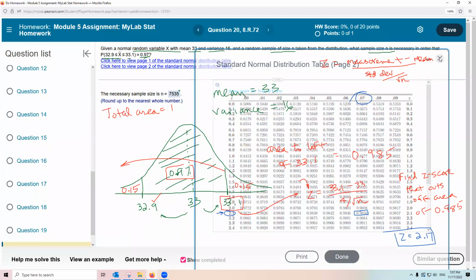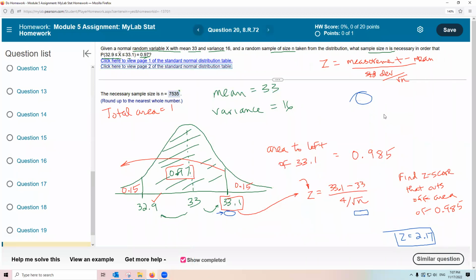All right, so that's what we need to go ahead and then calculate n. So I'm going to put in 2.17 here for z, and 33.1 minus 33, that's 0.1. I'm going to multiply both sides of this equation by 4 over the square root of n. So 4 over the square root of n goes here. I'm going to multiply both sides of this equation by the square root of n now to cancel this out.